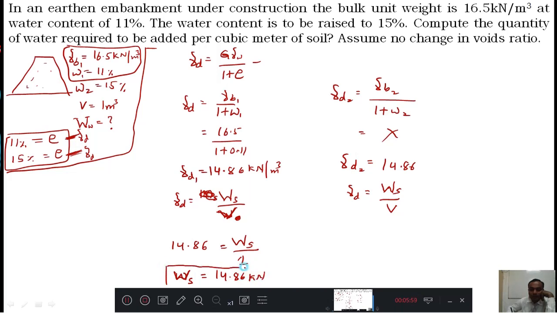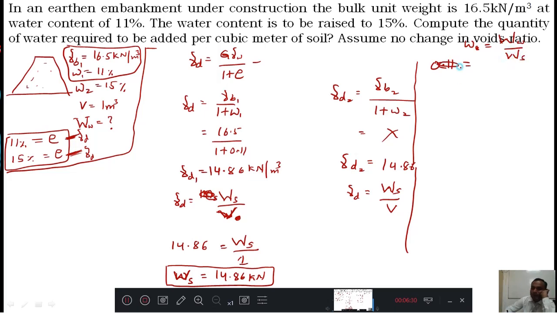14.86 kilonewton. Okay, now till now whatever I did was only getting an idea about the problem. Now the problem solving: initially 11% water content is there. Water content 0.11. The water content formula is, I will write it here, W equals weight of water to the weight of solids.